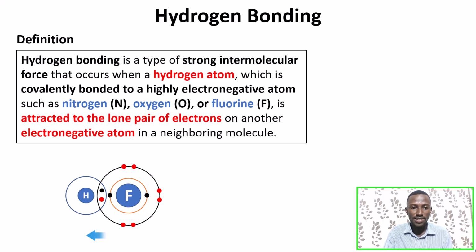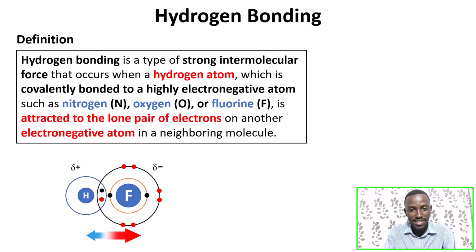But here's the interesting aspect. The shared pair of electrons, hydrogen will try to pull it towards itself. But fluorine is much more electronegative and stronger, so it will pull the shared pair of electrons more towards itself, thereby causing the hydrogen to become partially positive and the fluorine partially negative. So we end up having a dipole in hydrogen fluoride.